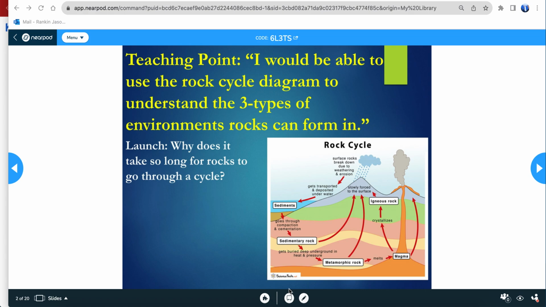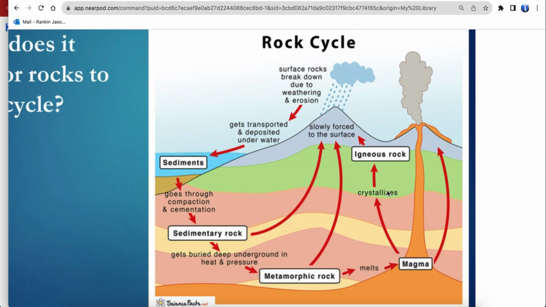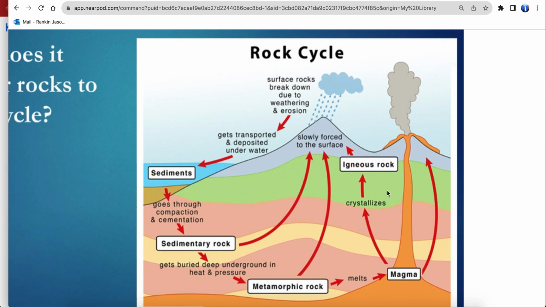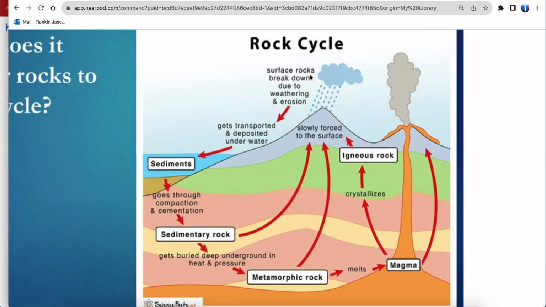Teaching point: I'll be able to use the rock cycle diagram to understand the three types of environments rocks can form in. Launch: Why does it take so long for rocks to go through a cycle? All right, let's think about this. All right, surface rocks break down.